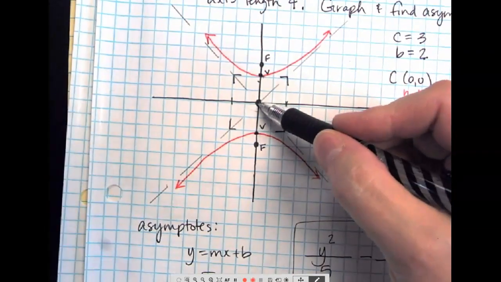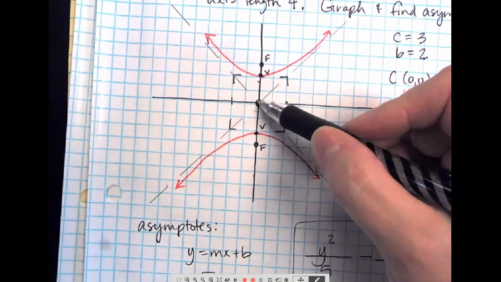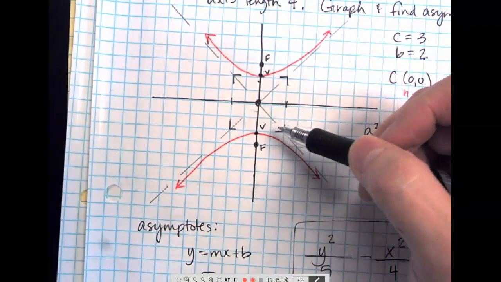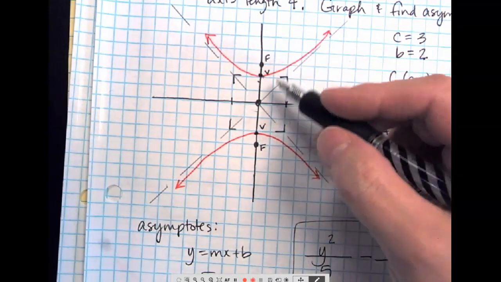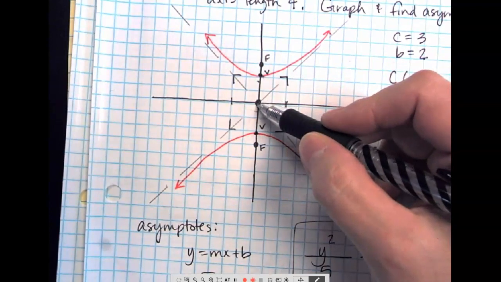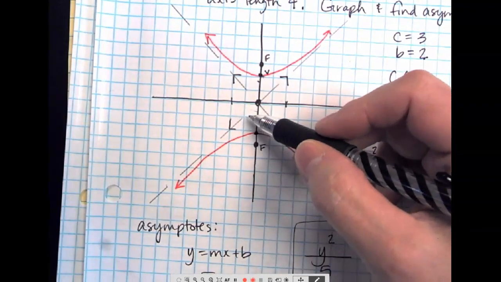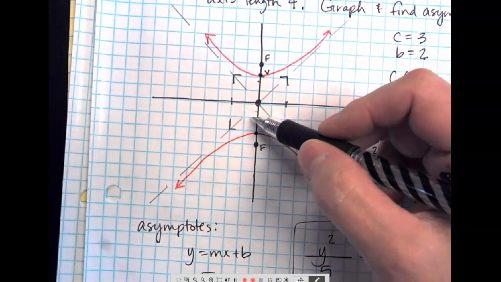Because their y-intercepts are at the origin, that's where they're crossing the y-axis. Just looking at the graph, I'm going from the center to a corner. And the center happens to be at the origin, so that's also the y-intercept. We'll do one in a minute where they're not crossing at the origin.